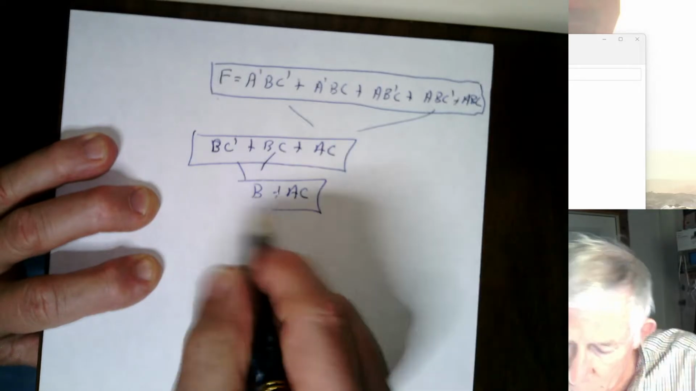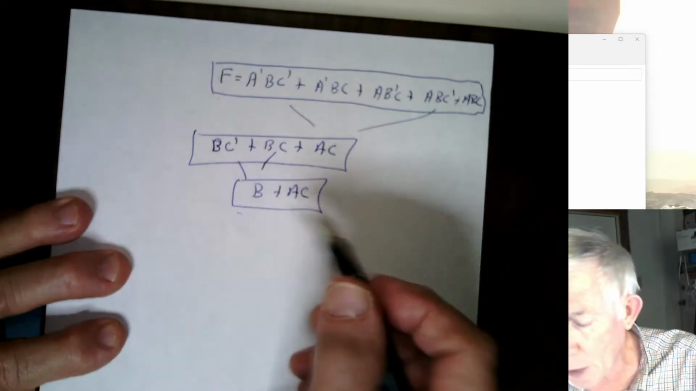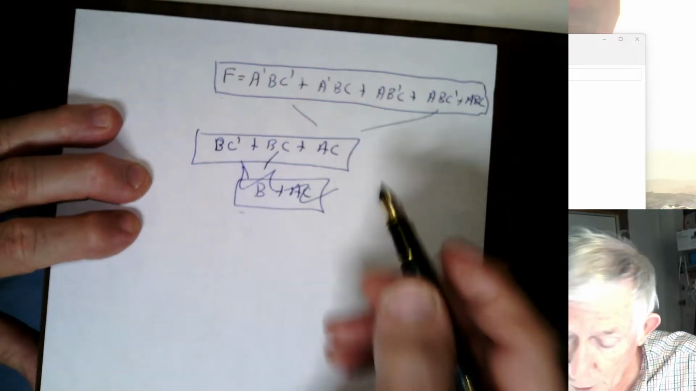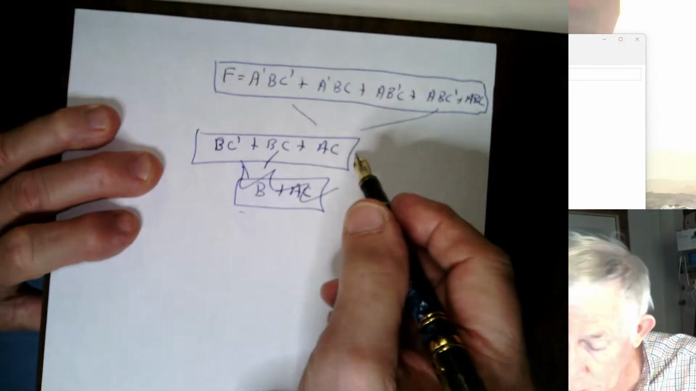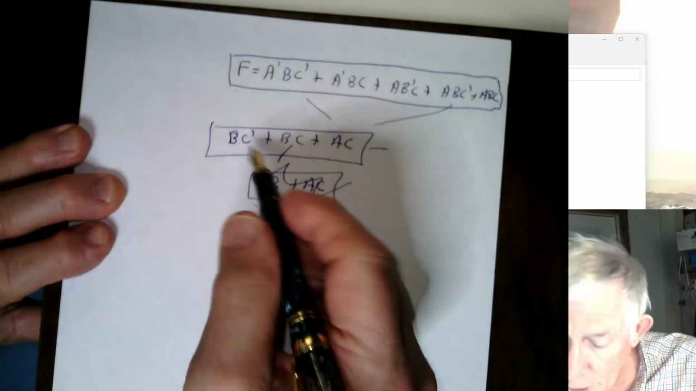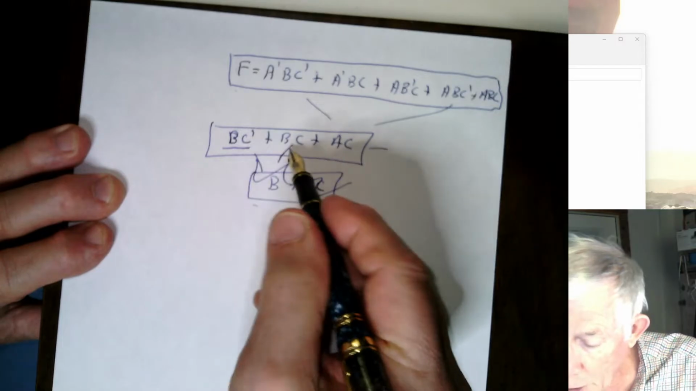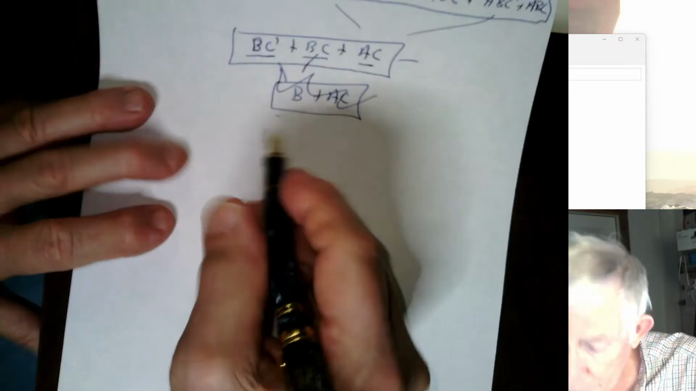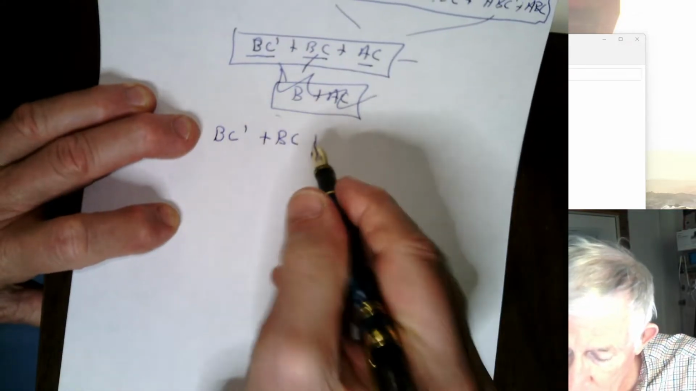So here's the actual logic expression. But I think I'm going to use this one, so I won't simplify it all the way. All right. So let me draw this particular circuit, each one of these expressions here. So let me just rewrite it: BC prime plus BC plus AC.